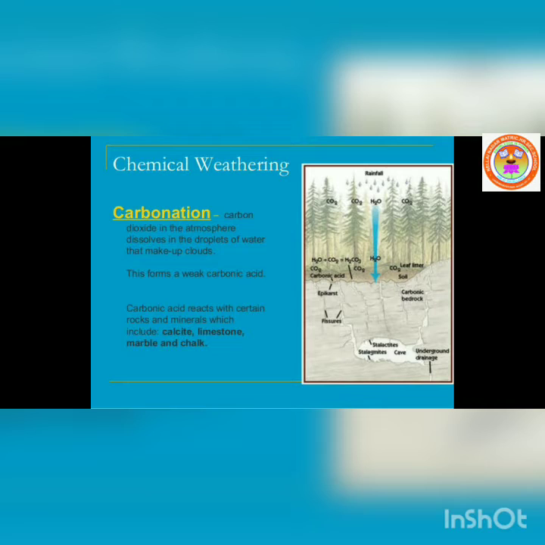Carbon dioxide in the atmosphere dissolves in the droplets of water that make up clouds. Yes, mixing of water with the atmospheric carbon dioxide forms carbonic acid. Carbonation is important in the formation of caves in limestone regions. When the carbonic acid reacts with the carbonate rocks, the rocks get disintegrated. This forms a weak carbonic acid. Carbonic acid reacts with certain rocks and minerals which include calcite, limestone, marble and chalk. In the picture it's clearly given, children.